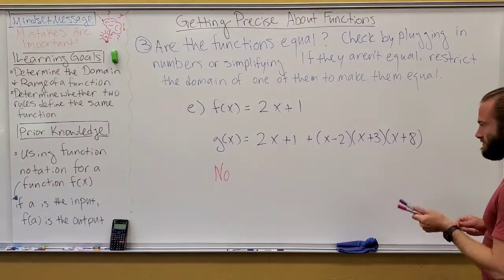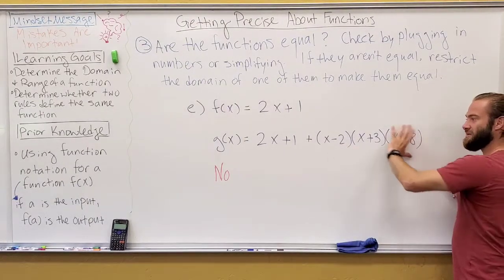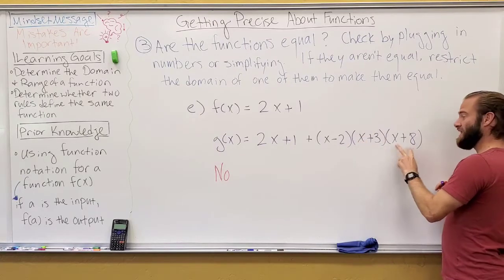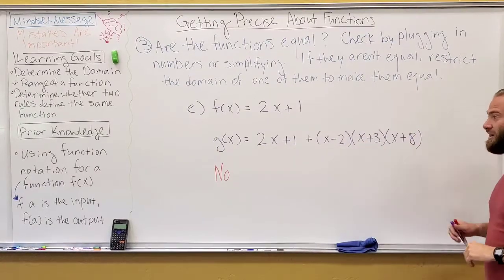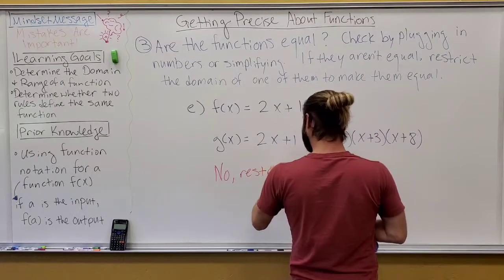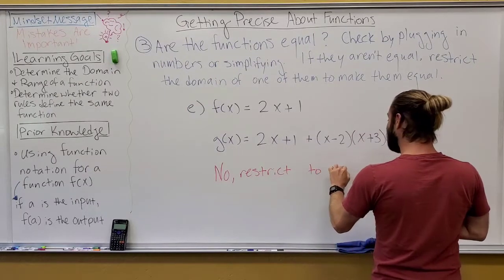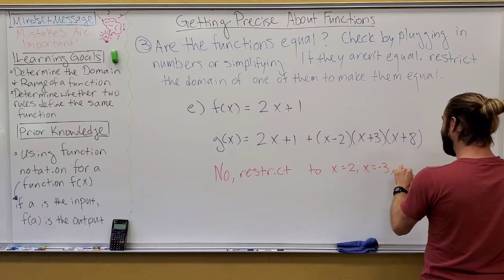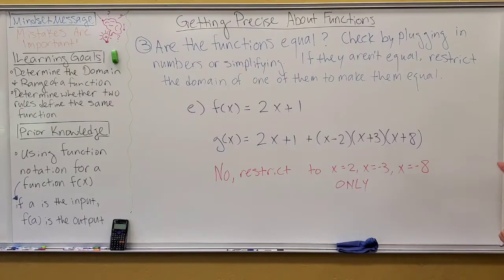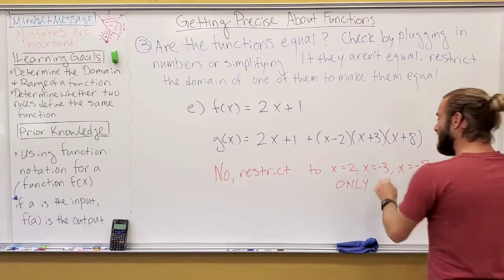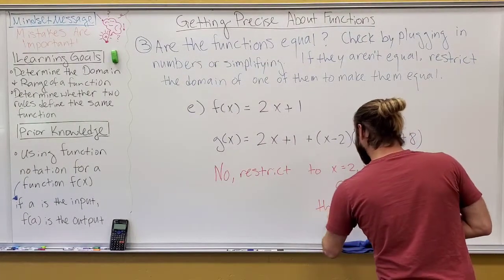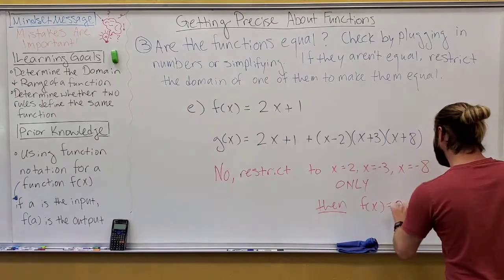But what are those 3 inputs that make this become 0? x equals 2, x equals negative 3, and x equals negative 8, right? So we should restrict to x equals 2, x equals negative 3, and x equals negative 8. And I'm going to say only, like we're saying those are the only allowable inputs, okay? And if we do that, then the 2 functions are the same. Okay, so I'm going to say then f of x equals g of x.